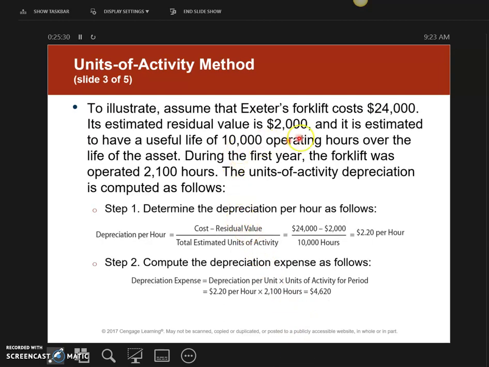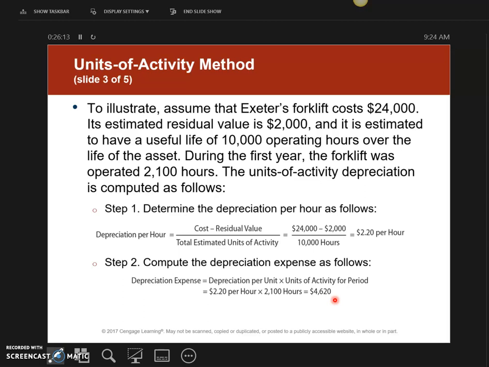So we're going to use some of the same information. My forklift cost me $24,000, the residual is $2,000, and it's estimated to have a useful life of 10,000 operating hours over the life. So I'm going to do 24,000 minus 2,000, which is my depreciable cost, divided by 10,000 hours, which is $2.20 per hour. The first year the forklift was only operated for 2,100 hours. So I'll take the $2.20 per hour times 2,100, and I'm going to get $4,620 depreciation expense for the first year. So you can see that every year this is going to change based upon the actual usage or output.